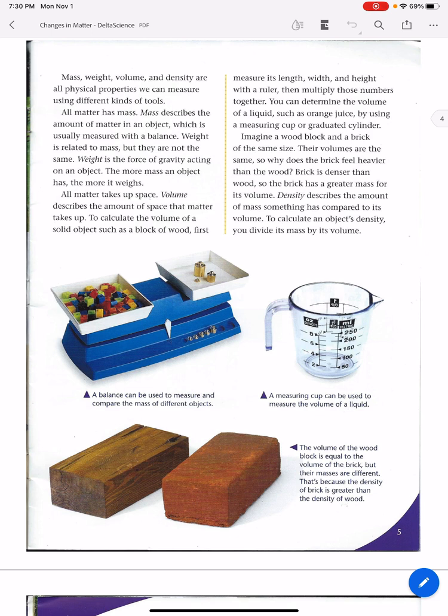A balance can be used to measure and compare the mass of different objects. A measuring cup can be used to measure the volume of a liquid. The volume of the wood block is equal to the volume of the brick, but their masses are different. That's because the density of the brick is greater than the density of the wood.